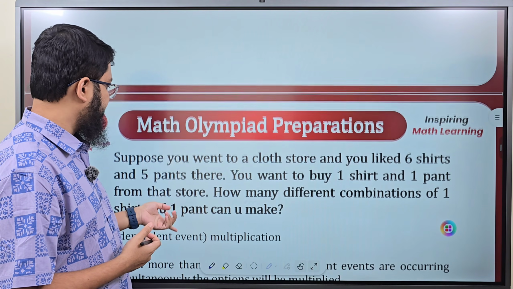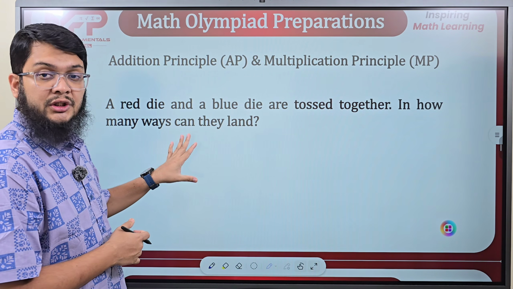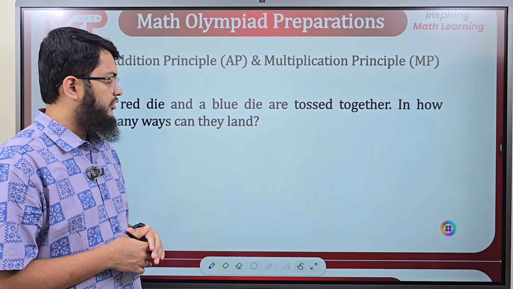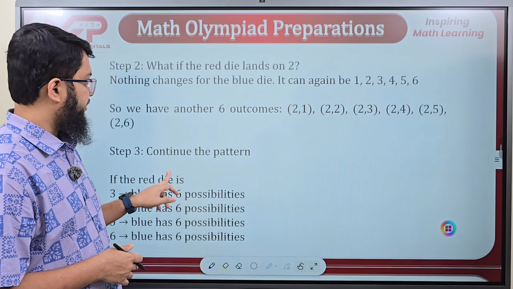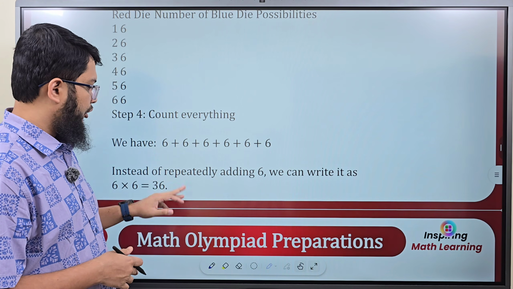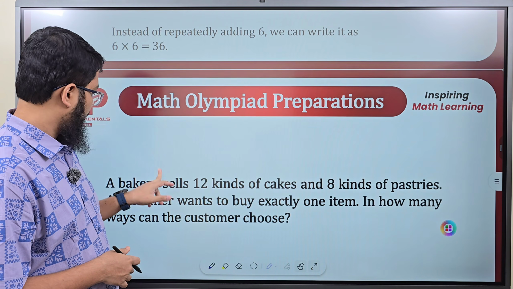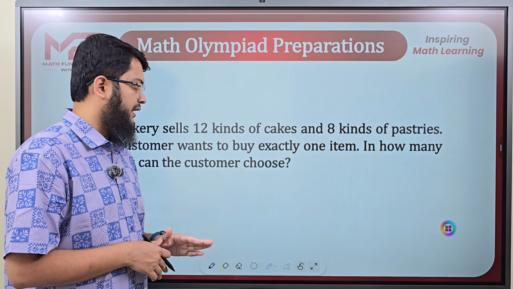So in the previous lecture, we already solved these problems. This was the last problem that we solved in the previous lecture, and the solution was 36. It was a detailed solution. Now we will solve a few more questions. Okay, so this is the first question for today's lecture.